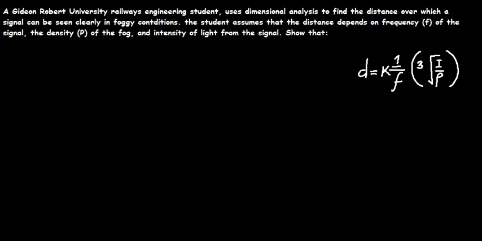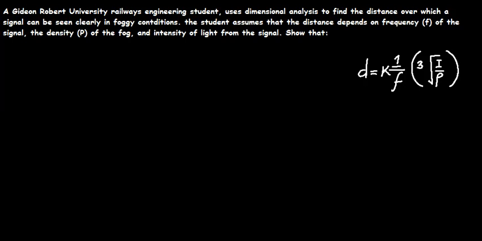Today we are diving into a fascinating problem that combines both physics and engineering. So let's imagine you are trying to figure out how far a signal can be seen clearly in a foggy condition. And when we say a foggy condition, this is simply when you can't see very far because of a thick cloud-like air close to the ground. Or you can choose to put it differently by saying a fog.